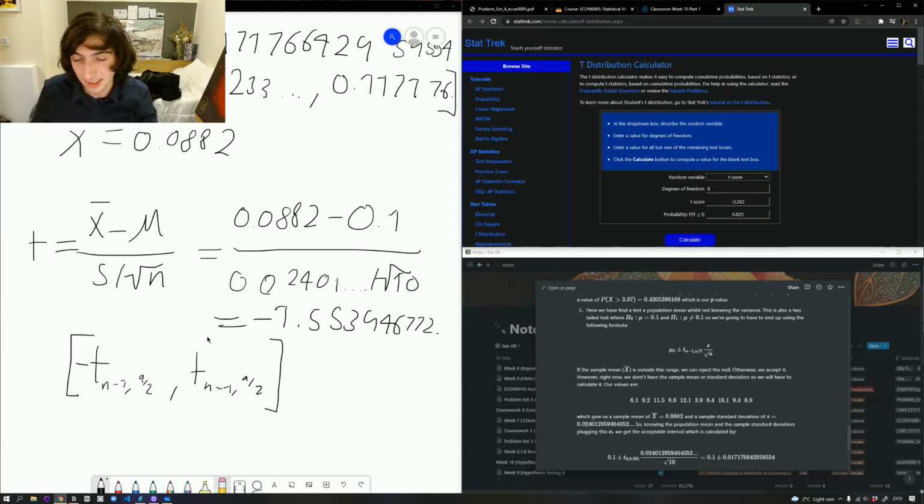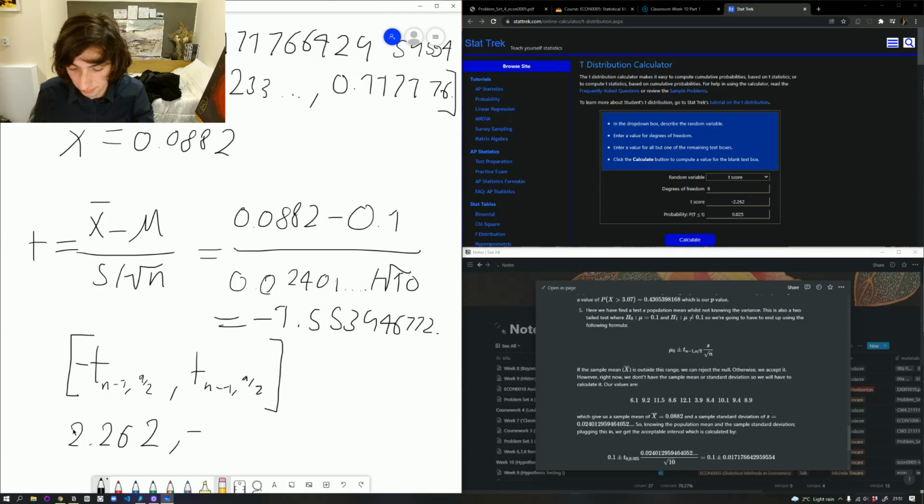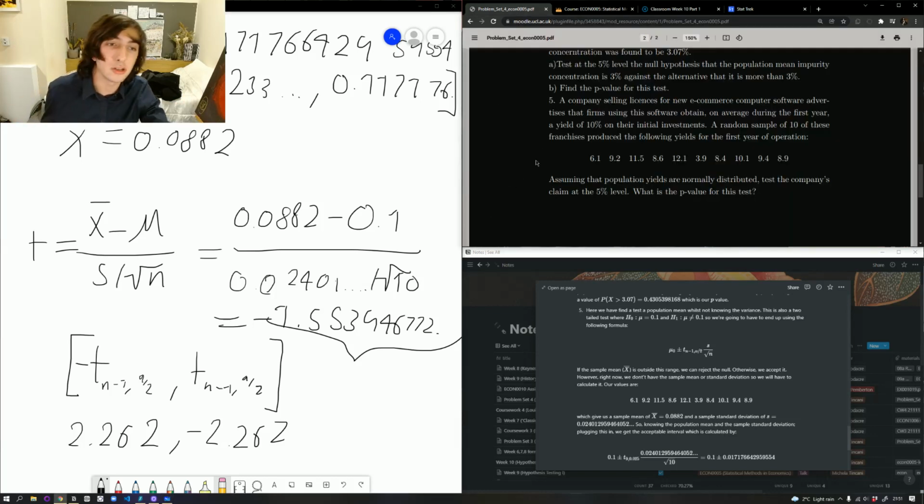As this number here lies within 2.262 and negative 2.262, we can't reject it. So we accept the null hypothesis. What we're saying here is that, yeah, sure, you can claim that there's a yield of 10%. Now, what's the p-value for this one?